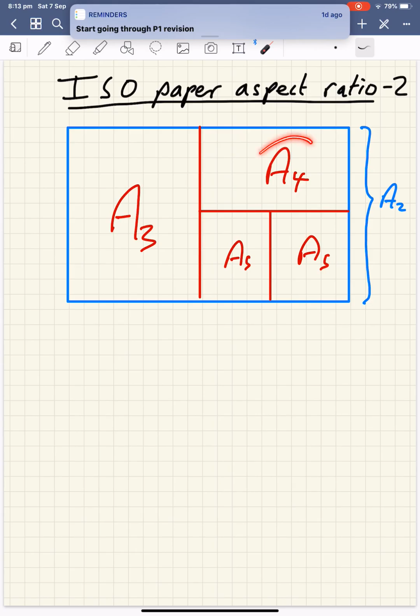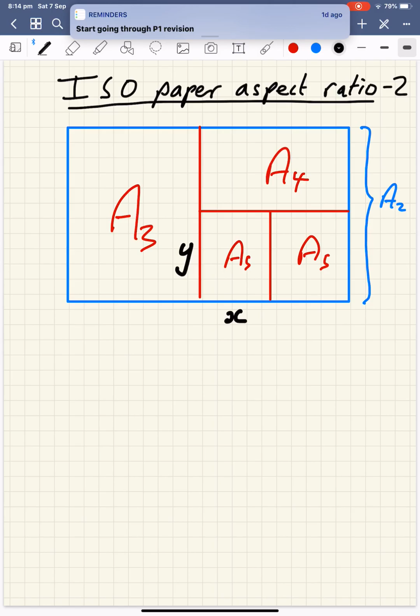divided into an A4 sheet of paper and another A4 sheet of paper which has been folded into two A5 sheets of paper. And what I want to consider now is the width of the smallest sheet of paper, which is the A5 sheet of paper. I'm going to label that as X, and the longest length of the A5 sheet of paper, I'm going to label that Y, which is of course the height.